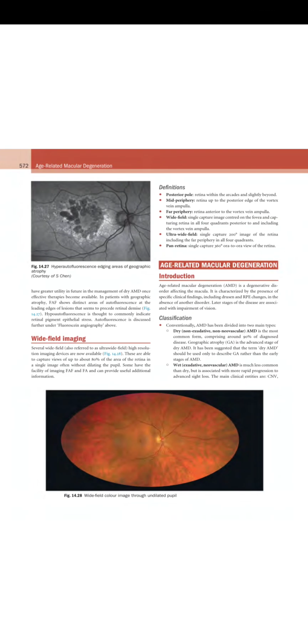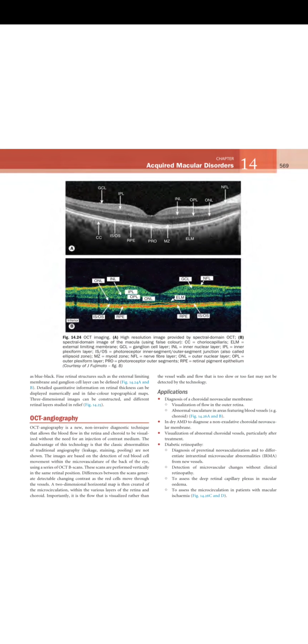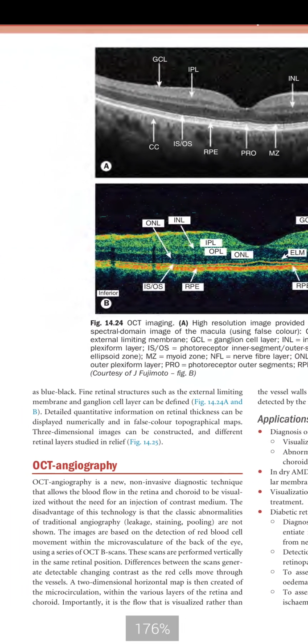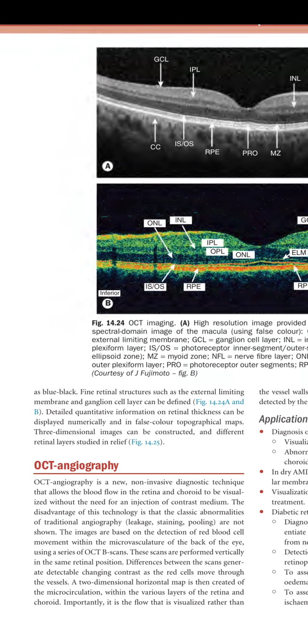So next is the OCT angiography. OCT angiography is a new non-invasive diagnostic technique that allows the blood flow in the retina and choroid to be visualized without the need for injection of a contrast medium. The disadvantage of this technology is that the classic abnormalities of a traditional angiography, leaking, staining, and pooling, are not shown. The images are based on the detection of red blood cell movement within the microvasculature of the back of the eye using a series of OCT B-scans.